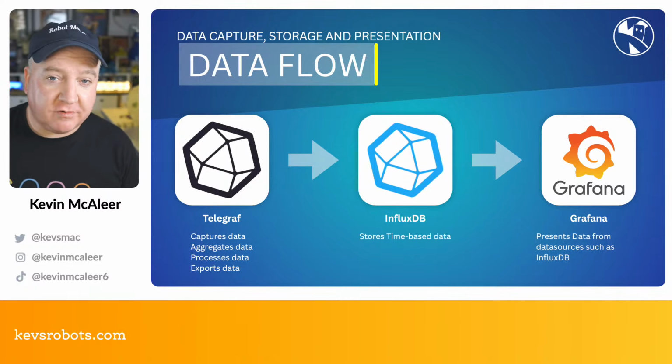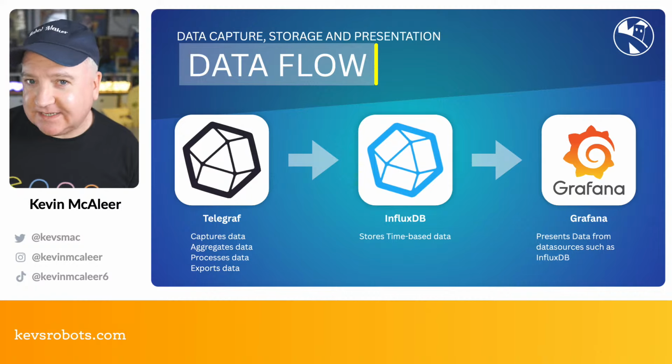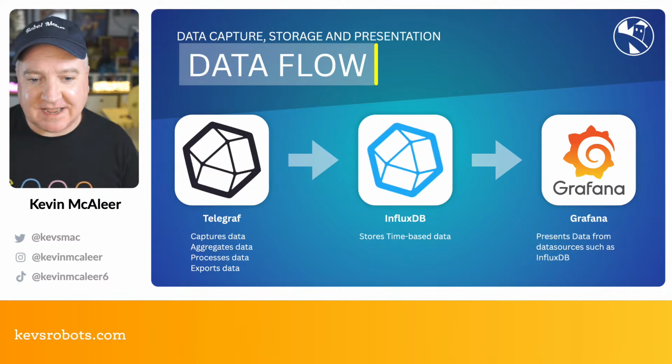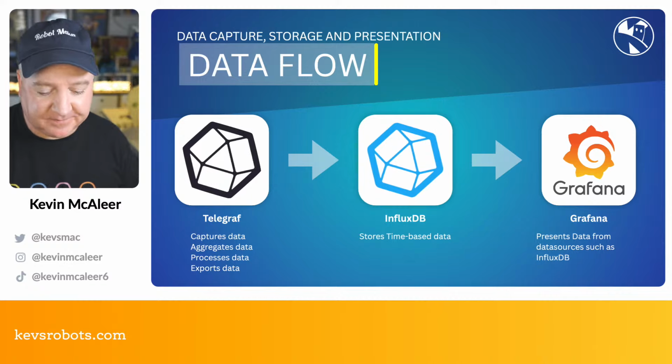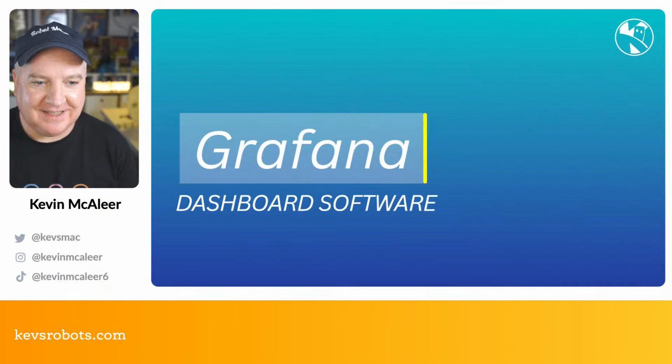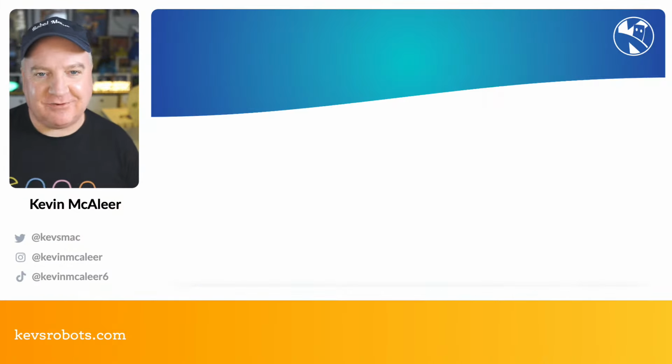And then finally we've got Grafana. Grafana is the presentation layer of this stack. It's going to present the data from all these data sources such as InfluxDB and Telegraf. So I'm going to build out all those in today's show. So let's have a look at Grafana.